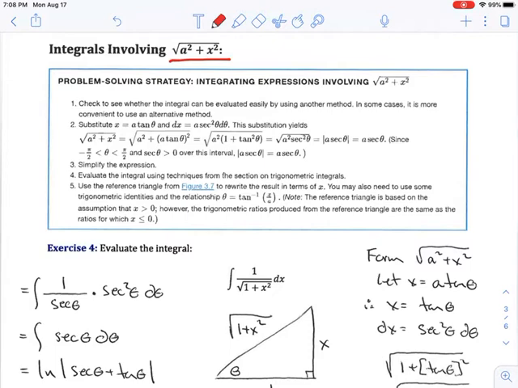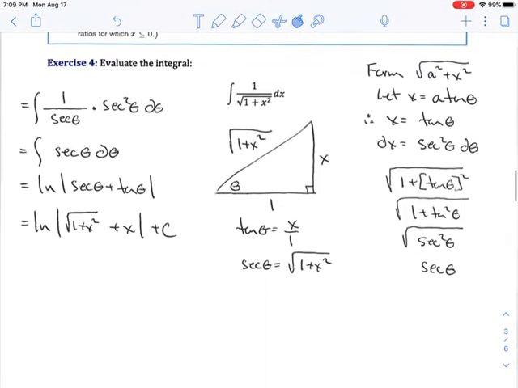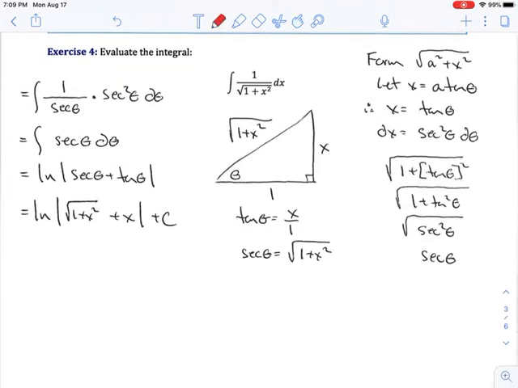Well, the basic substitution that we're going to do is we're going to let x be equal to a tangent theta. That is the key to the strategy. Other than that, everything that we're going to be doing is exactly the same as in the first video that I created. So this process should go a little bit more smoothly.